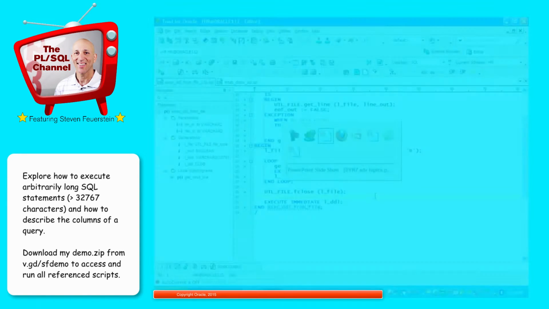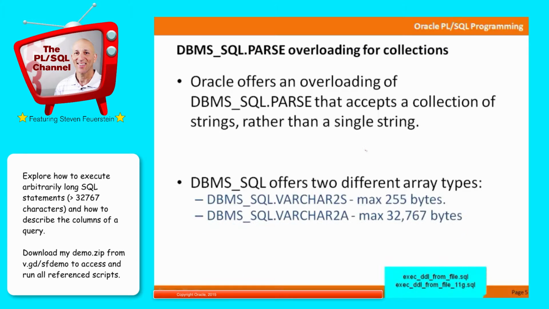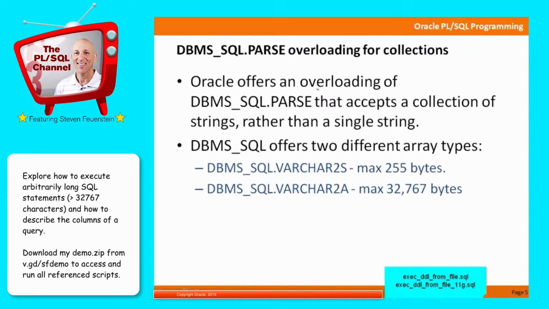Unfortunately, if you're not yet on 11G, it's a lot more difficult than that. Fortunately, if you're not on 11G, Oracle offers in the DBMS SQL package overloadings of the parse procedure that accept a collection of strings rather than a single string. And in fact, you can pass it either a collection of strings, maximum size 255, or a collection of strings, maximum size 32767. This would be the preferred array to use for this scenario if you're on Oracle 10G and higher.